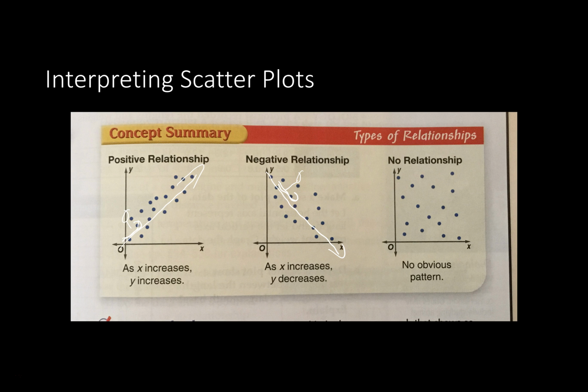Now, if it's just all over the place and there's no pattern, I can't really draw a line in any specific direction. We call that no relationship. So that's going to have no obvious pattern. Make sure you write these down. Make sure you know it. This is pretty much all we're doing today.